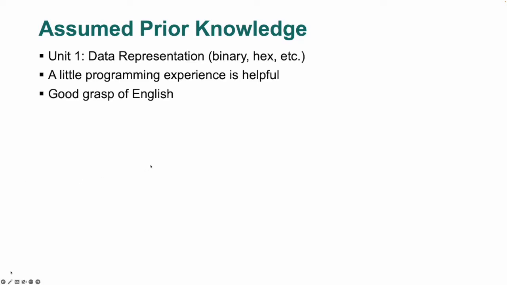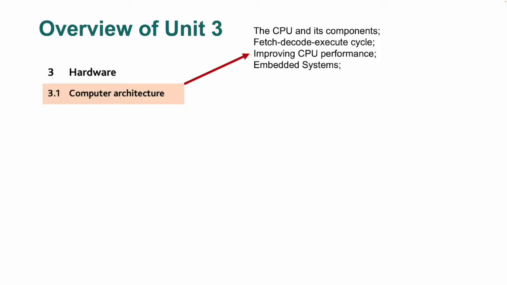All right, let's take a look at what we're going to learn. Unit 3 is split into 4 parts. The first part is 3.1 computer architecture. Here we're going to be talking about the CPU, the processor, and all of its various components. There's a really important process called the Fetch-Decode-Execute Cycle, ways we can improve CPU performance, and also something called embedded systems. And that will be the entire first video that you are currently watching.